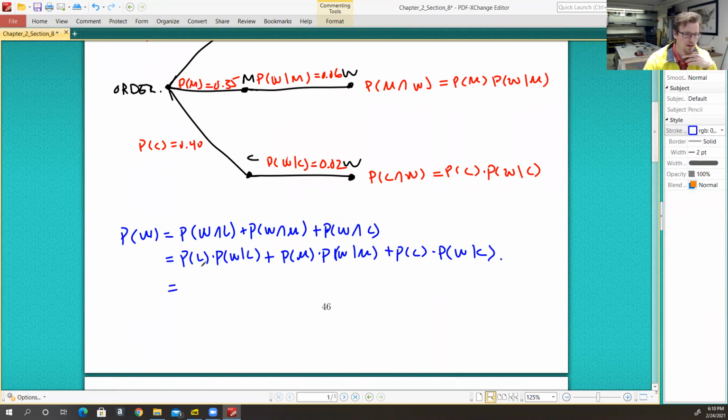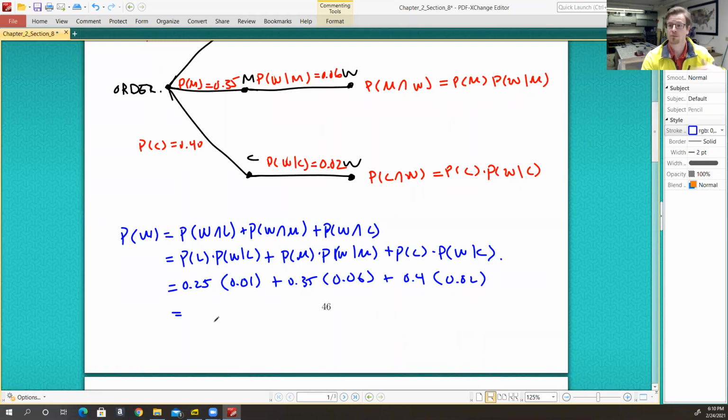We know what each of these are. We said that the probability that Larry filled it was 0.25. The probability that he makes a mistake is 0.01. The probability that Mo gets it, we said, was 0.35. The probability that he makes a mistake is 0.06. And the probability that Curly gets it is 0.4 times the probability he makes a mistake is 0.02. Okay, let's see here. We perform these calculations and we get 0.0315.